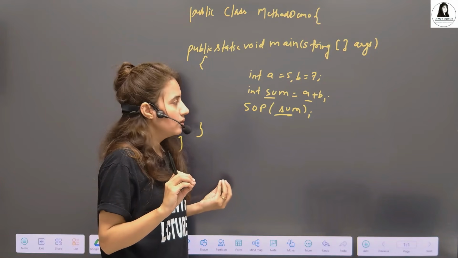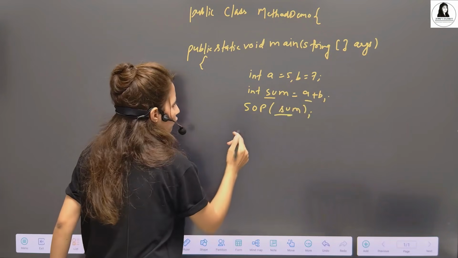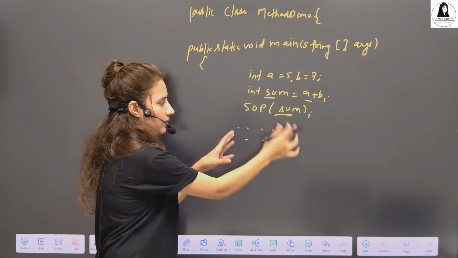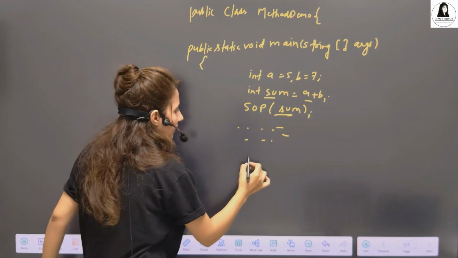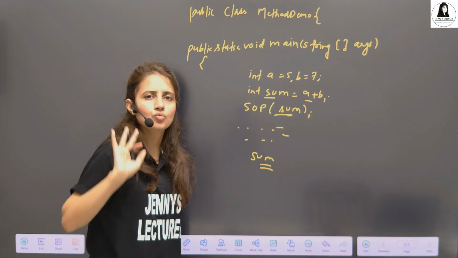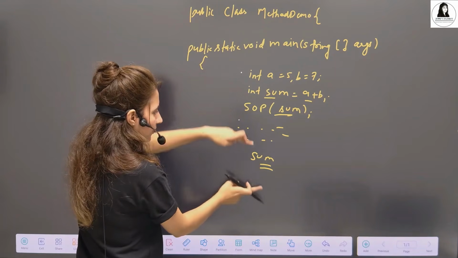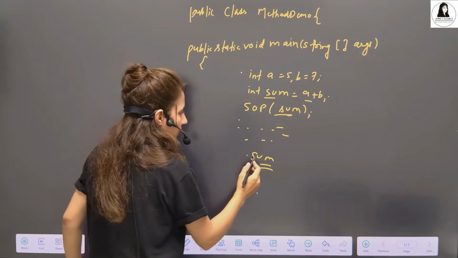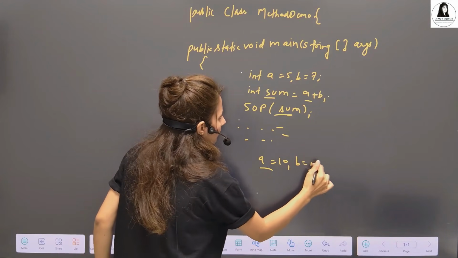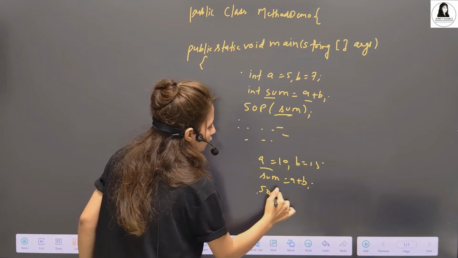Now, suppose I'm going to write some more code here. My program is lengthy, and some other code is there. I'm performing something else. Then again, I want to find out the sum of maybe 10 and 5, or another two numbers. So what will you do? You just write down these statements here also. Or maybe you do something like this: a is equal to 10, b is equal to 15. Then again, sum is equal to a plus b, and then again, SOP sum.